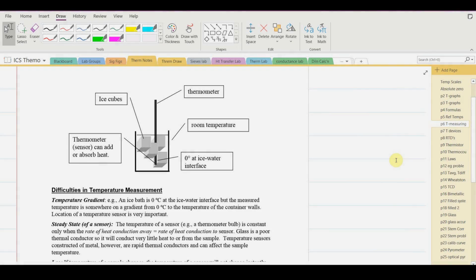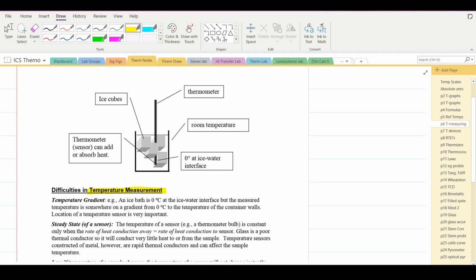In this second lesson on thermometry, we're going to look at the use of some temperature measuring devices, but first let's briefly discuss the challenges in measuring a temperature accurately. So consider the example shown. We have a beaker of ice water and we have a thermometer immersed in it, and we're trying to measure the temperature of the ice water accurately.